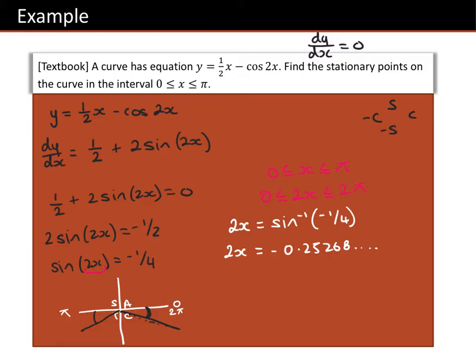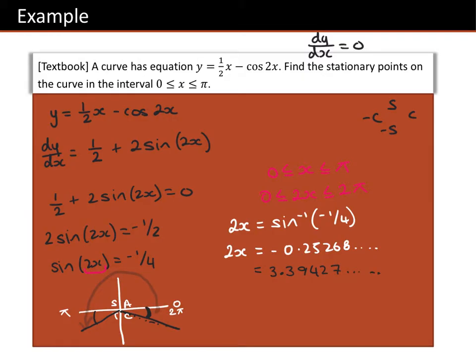So now what I do is I start at 0, and I go all the way round till I reach that intersection. Here we go, I've met it here. This is pi plus that answer, so it's pi plus 0.2526. In my calculator, pi plus 0.25268, using shift pi. So my first angle is 3.394.